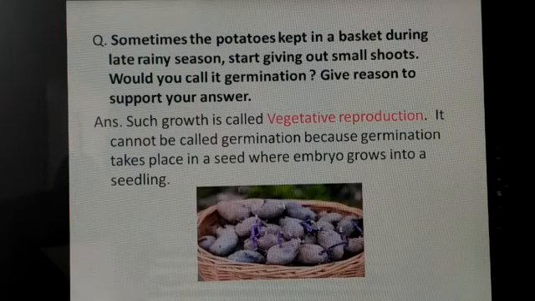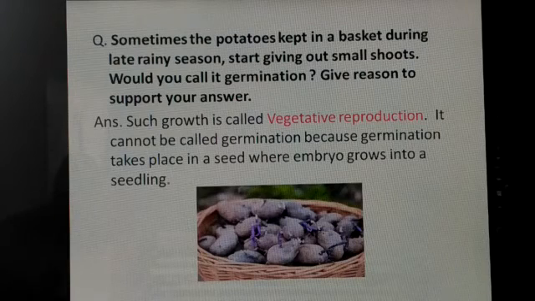Now, definitely such growth in potatoes is not called germination. The reason is, such growth is vegetative reproduction. You have studied in class 8, in reproduction in plants, that when a new plant grows from any other part of a plant apart from seeds, it is called vegetative reproduction or vegetative propagation. So such growth in potatoes is not germination, it is vegetative reproduction, because germination takes place in a seed where the embryo grows into a seedling.